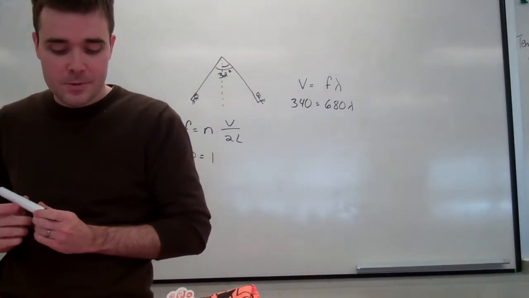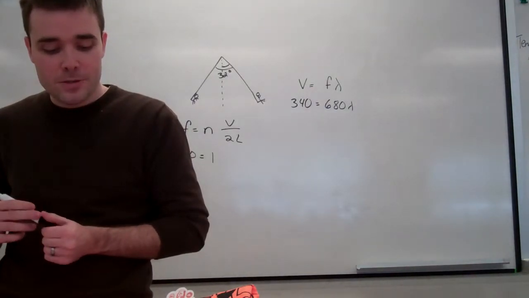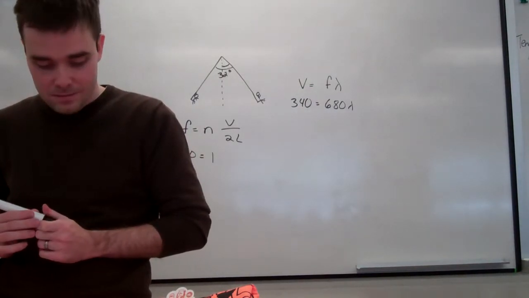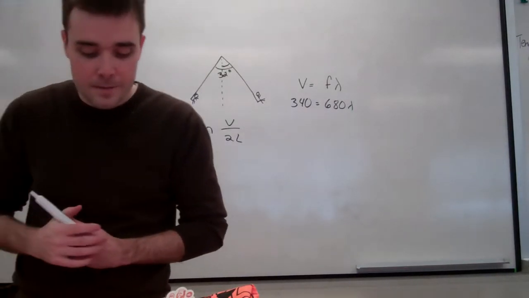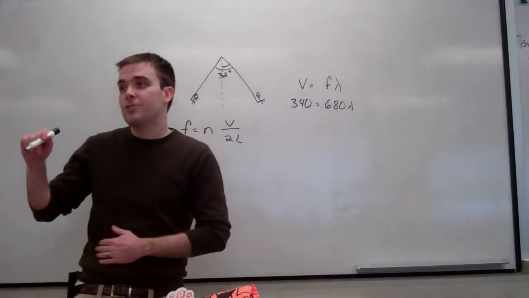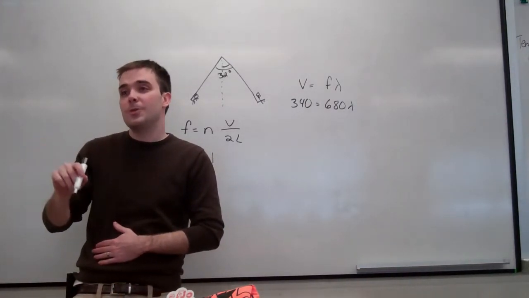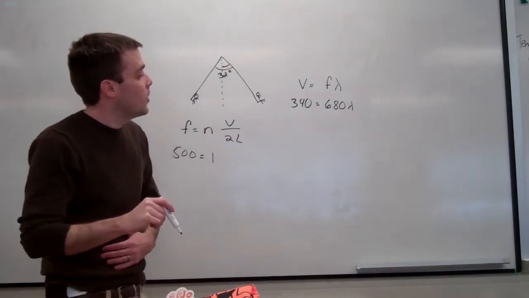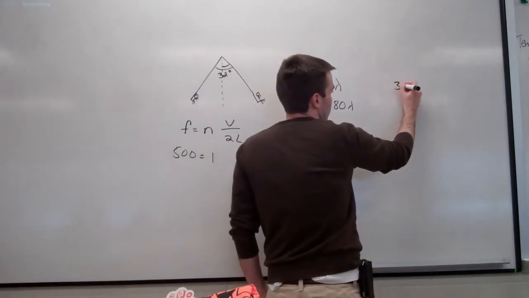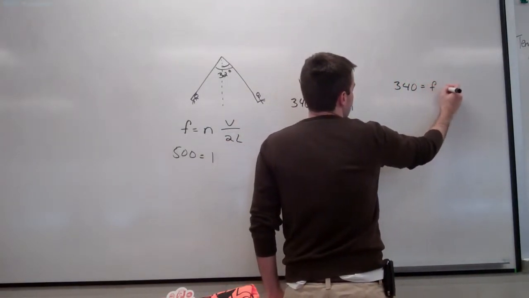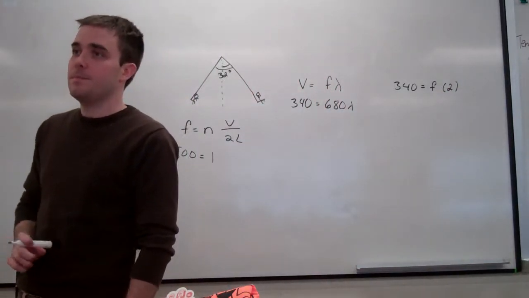21. A sound wave that has a wavelength of 2 meters in room temperature air has a frequency of about B, 170 hertz. Okay, so remember what I told you? If we don't know what the speed of sound is, just assume it's 340. So if the wavelength is 2, then 340 equals F times 2, so frequency is going to be about 170.